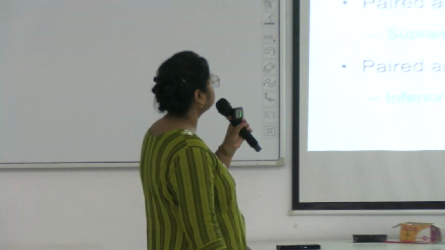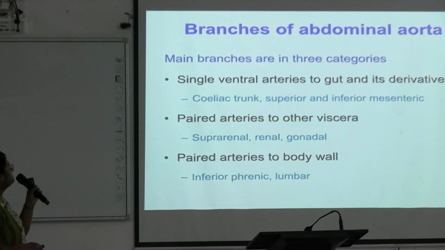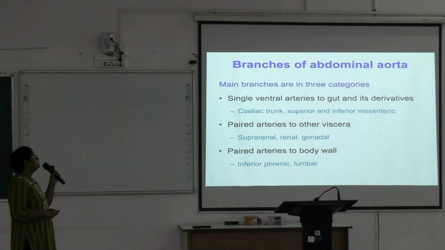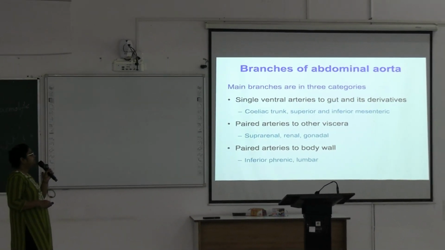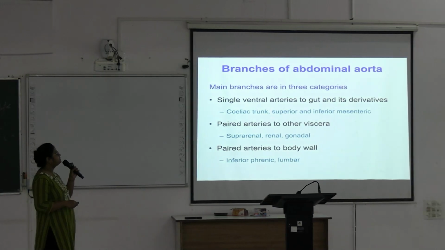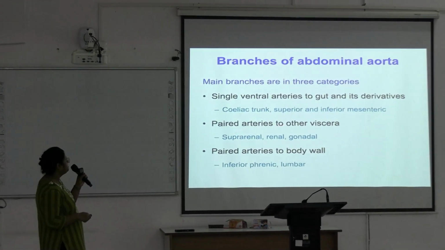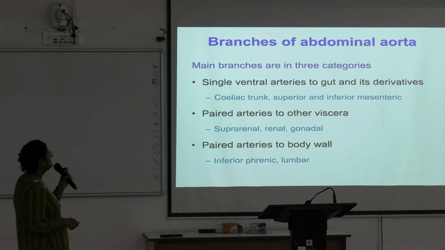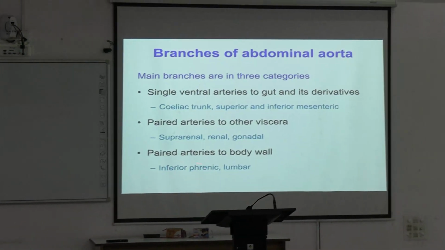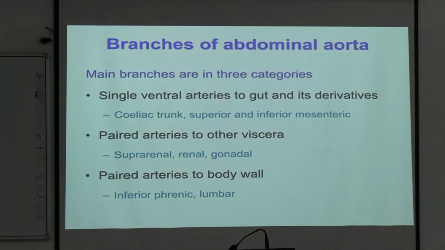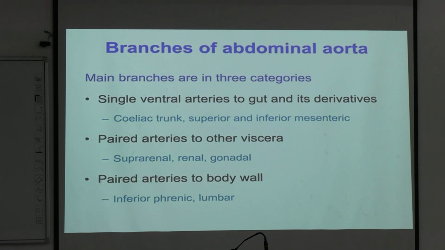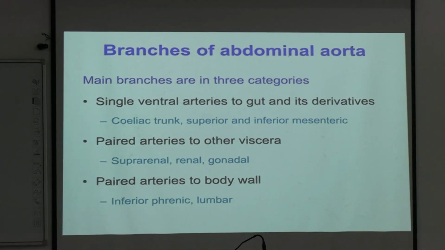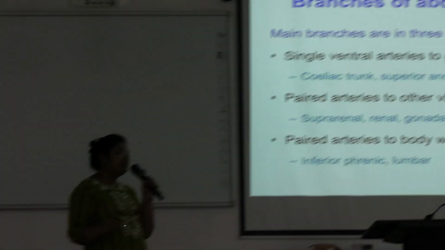Next. So main branches are in three categories: single ventral arteries to gut and its derivatives, celiac trunk, superior, inferior mesenteric. Paired arteries to other viscera: suprarenal, renal, gonadal. Paired arteries to the body wall are the inferior phrenic and lumbar. Terminal branches are two common iliac, right and left common iliac, and median sacral. Next.